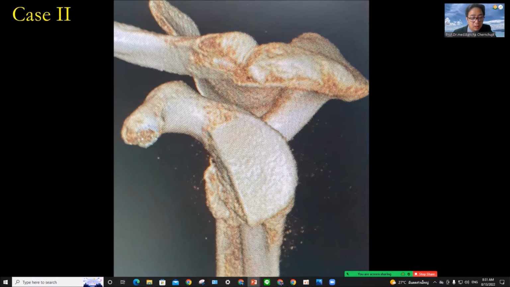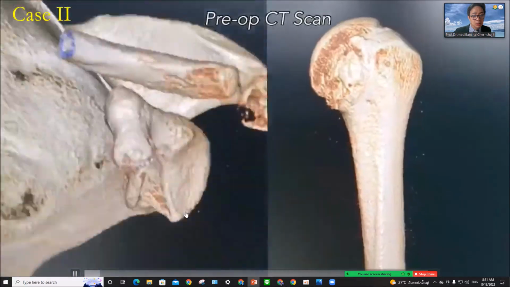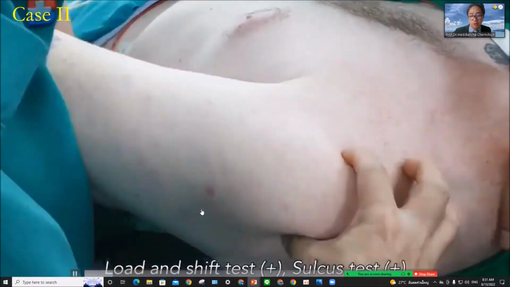So the second one is a patient with a big bony Bankart lesion, and also a Hill-Sachs lesion. From examination, the shoulder is pretty loose.